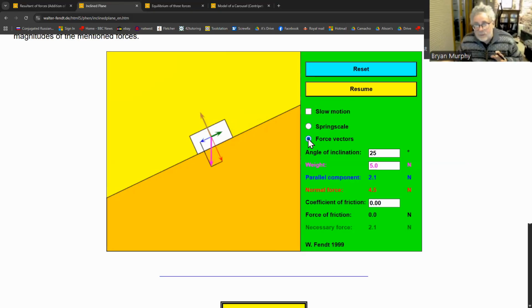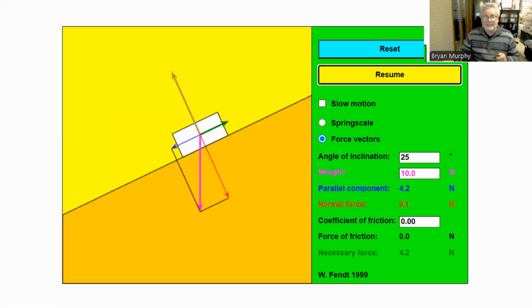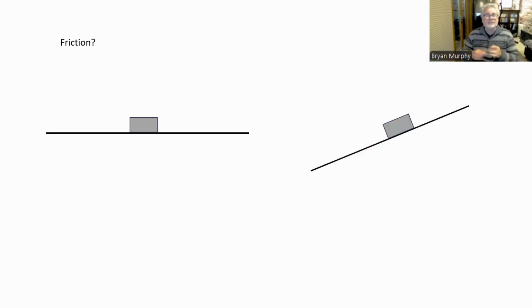If I show the forces acting on it like that, the green force is the force pulling it up. The blue force is the friction. The pink force is the weight, and the brown force is the normal reaction force. Okay, so what we can do is go back to our little diagram here and have a look at the forces acting on it.